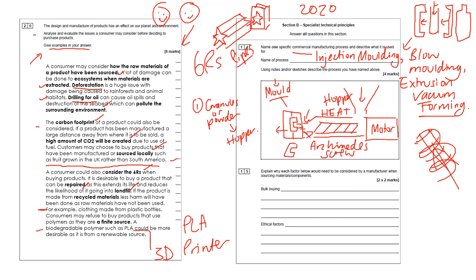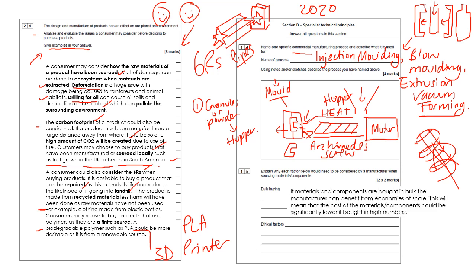Right, question 15. Explain why each factor below would need to be considered by a manufacturer when sourcing materials or components. So this is 2 lots of 2 marks, so 4 marks in total. Bring in business knowledge. If you know business knowledge, don't be afraid of doing that. Bulk buying. If materials and components are bought in bulk, the manufacturer can benefit from economies of scale. This can mean that the cost of the materials could be significantly lower if bought in high numbers. So that would get you the 2 marks there.